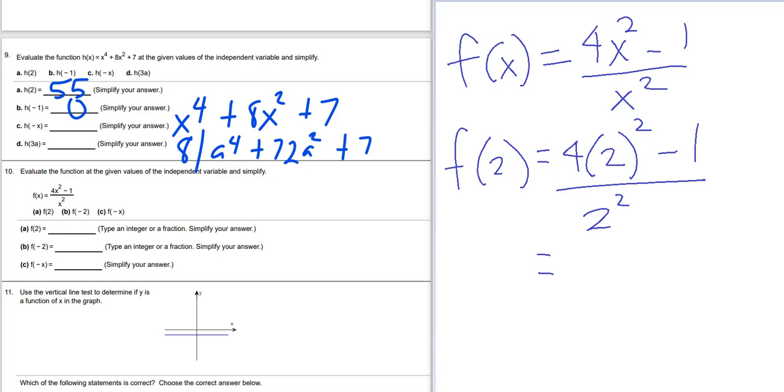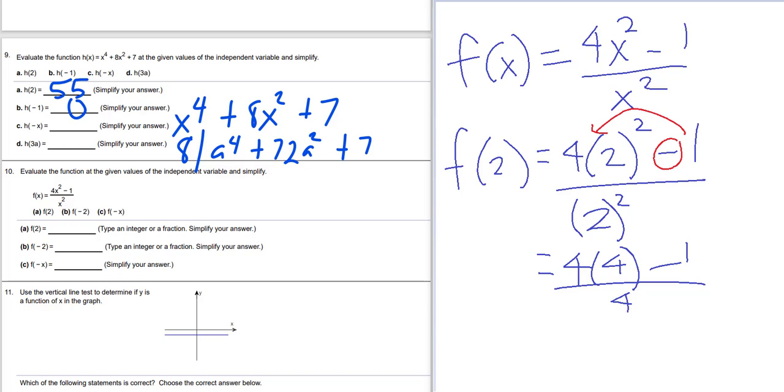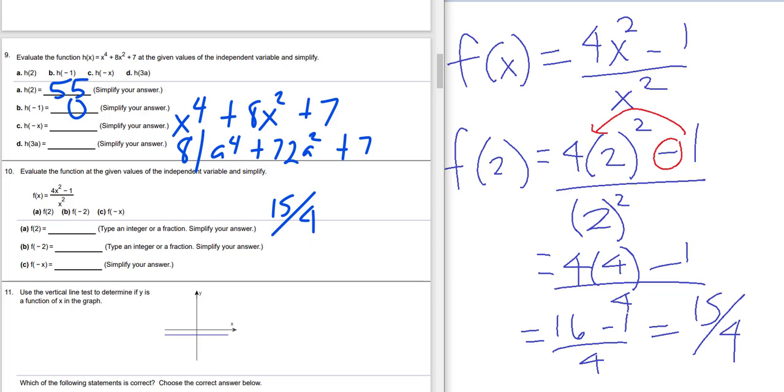Now, the most important thing here is that you don't cancel these out. The reason for that is this minus 1 has to stay with this. When you have terms, you can't cancel out part of it. Adding or subtracting are terms. So you have to go ahead and do everything in the numerator. 4 times 4 minus 1, and that's over 4. So that's 16 minus 1 over 4, or 15/4 is my answer. 15 over 4.